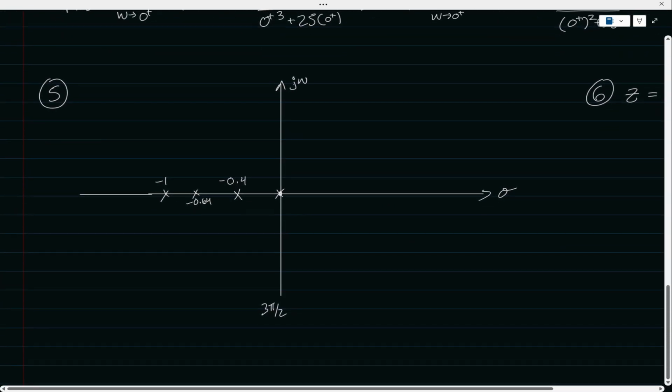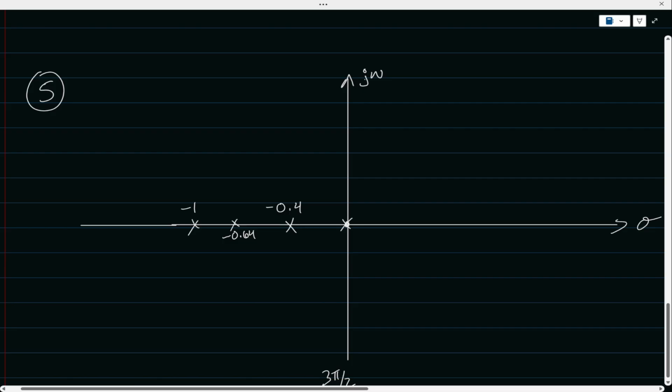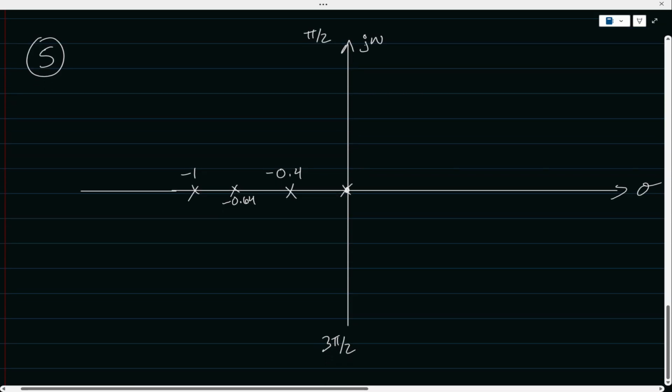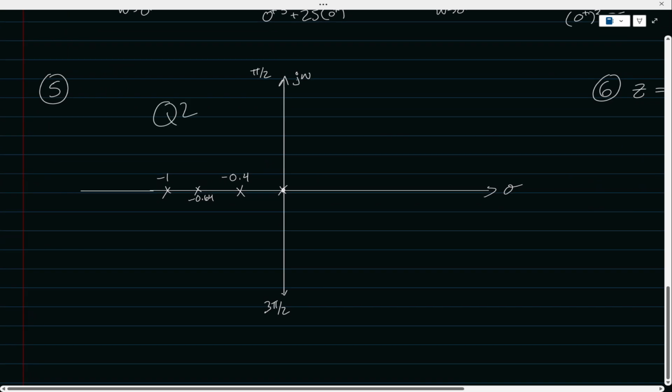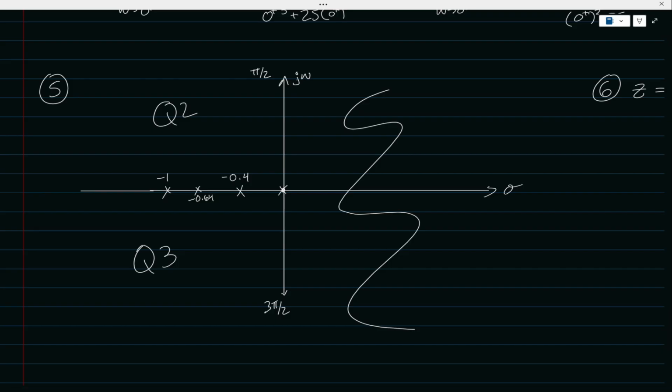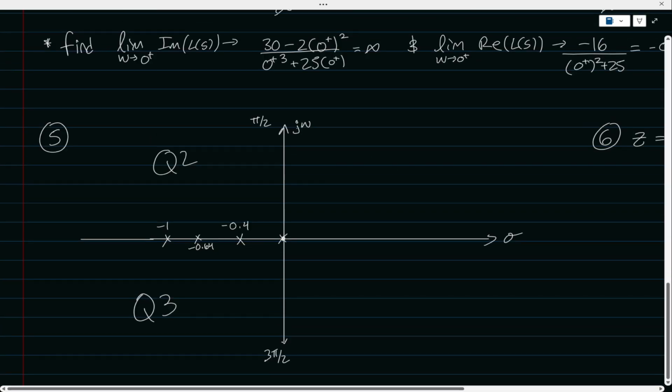I'm just going to skip step 4 and show you guys. So pi over 2 is here and 3 pi over 2 is down here. So we know that it's going to be in quadrant number 2 and quadrant number 3. This is just not going to have anything over here. So it gives us a bit of information on where we need to draw the plot. I'm going to remove them.